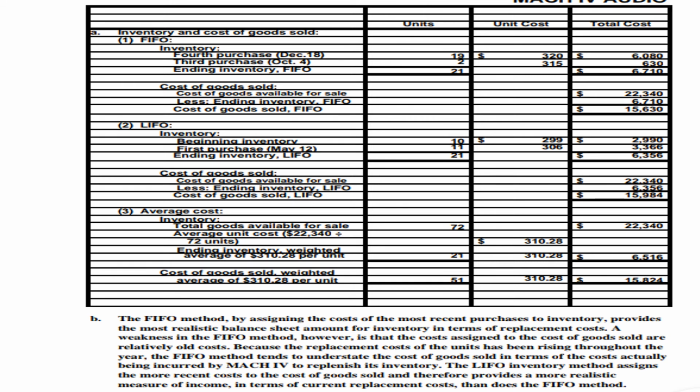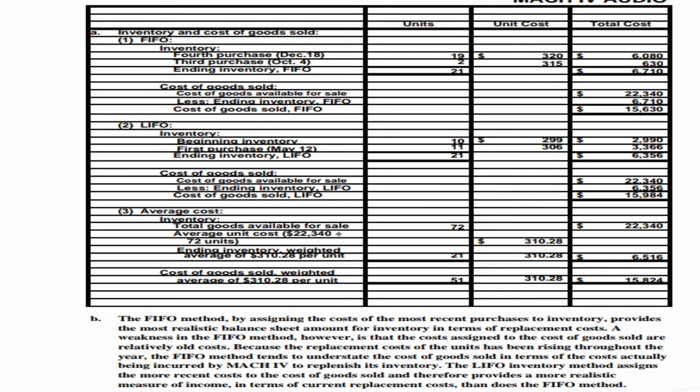In the case of cost of goods sold, we will take the cost of goods available for sale, that is 22,340, and deduct the ending inventory value, that is 6,710. So now we have the cost of goods sold in case of FIFO, 15,630.